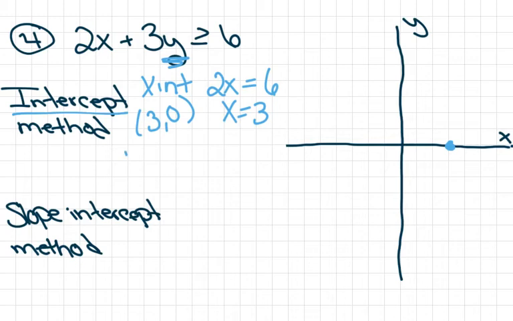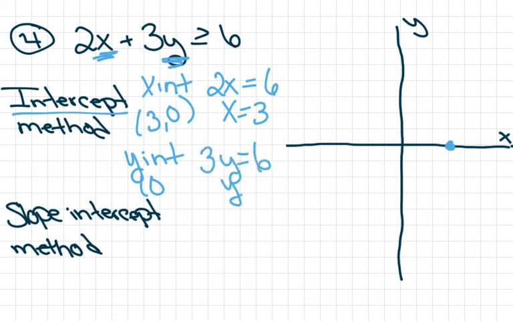Then when I go to find my y-intercept, remember that's when x is 0, so we'd fill in a 0, this goes away. So we'd have 3y equals 6, so y equals 2. So I'd have a coordinate point of (0, 2). Okay, I will go ahead, this is a solid line, so I'm going to play connect the dots.